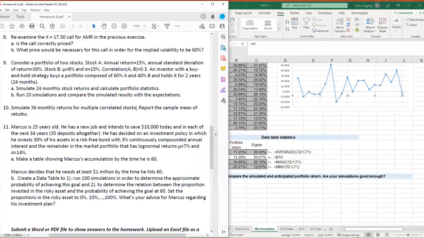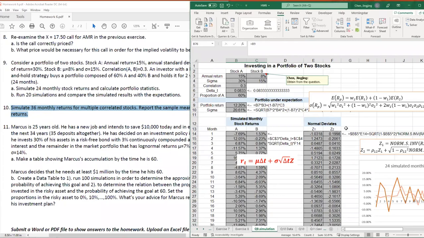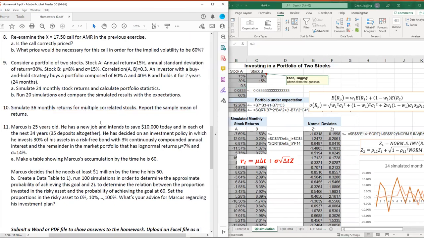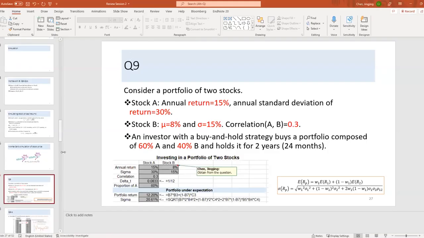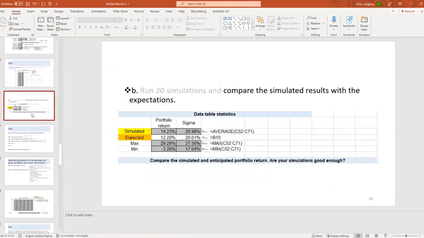Now going forward to the next question: simulate 36 monthly returns for multiple correlated stocks, and report a sample mean of return. What we learned in class is to simulate two different stocks that are correlated, with a correlation of 0.3. But one thing we have not talked about in class is how to simulate returns for a lot of different stocks that are all correlated. It can actually be done very easily with just some simple steps. Now I'm going to demonstrate it here.